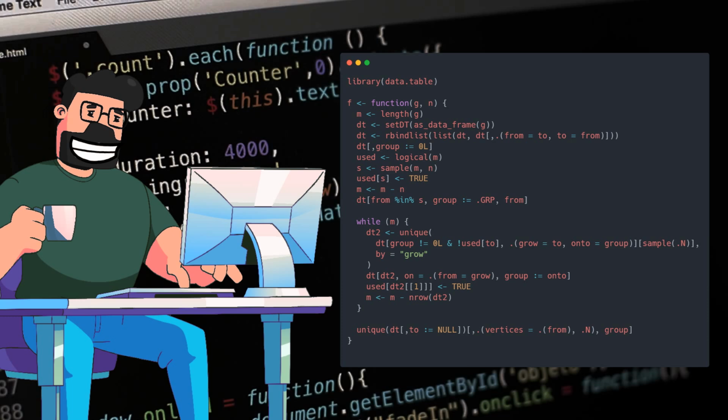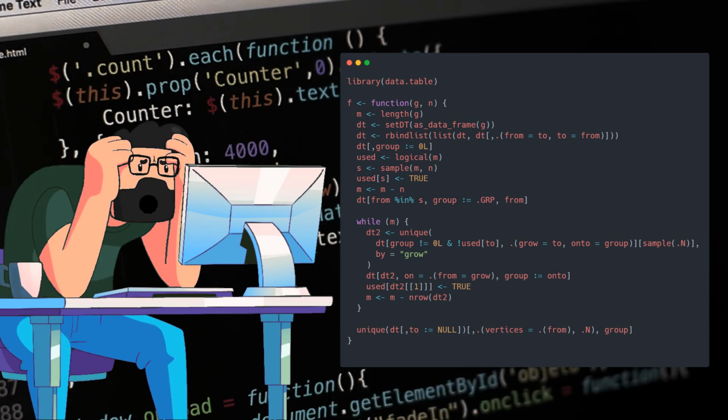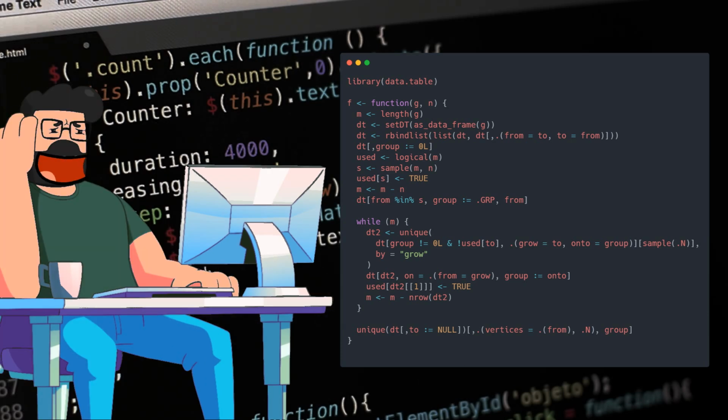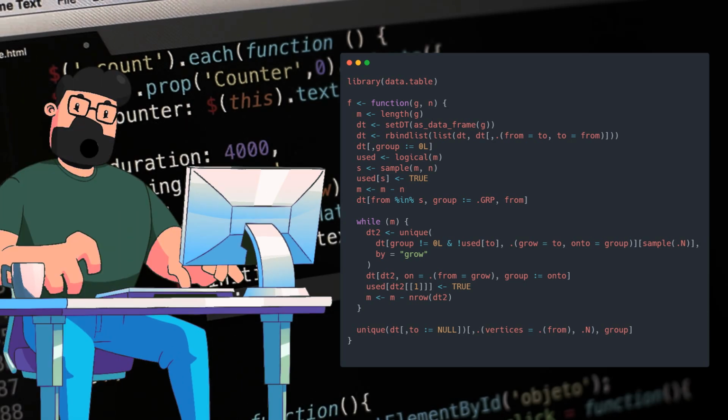We have a cleverly crafted function that randomly selects vertices from the graph as initial members for each group. It then iteratively grows each group until all vertices are assigned to a subgraph. The code efficiently handles the partitioning process, ensuring connectivity within each subgraph.